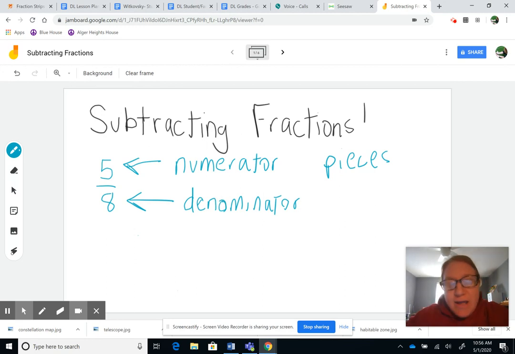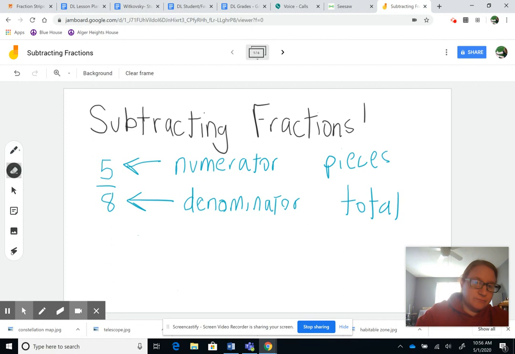The denominator, like I said, represents how many there were to begin with or the size of each piece. If the whole was cut into eighths, then that's what the denominator is, eighths. And that tells you the total of pieces that there are, right?